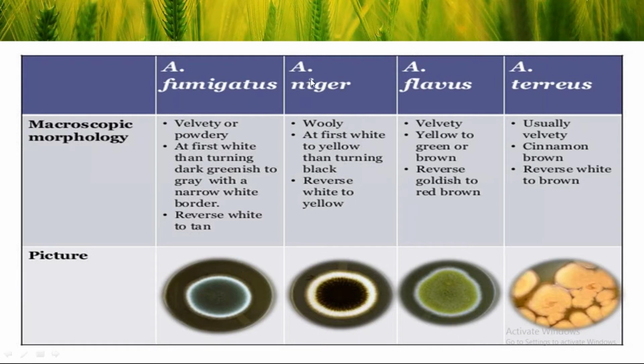Once you come here, we'll be showing you the tubes. Then Aspergillus niger, it is woolly, and at first it is white, then it will be yellow, then it will turn black. The reverse is white to yellow. So niger you can very easily remember as black. And then there is flavus, which is yellow to green in color, basically greenish yellow. Remember greenish yellow. Flavus always means yellow. So Aspergillus terreus is another species. I just want you to remember these.